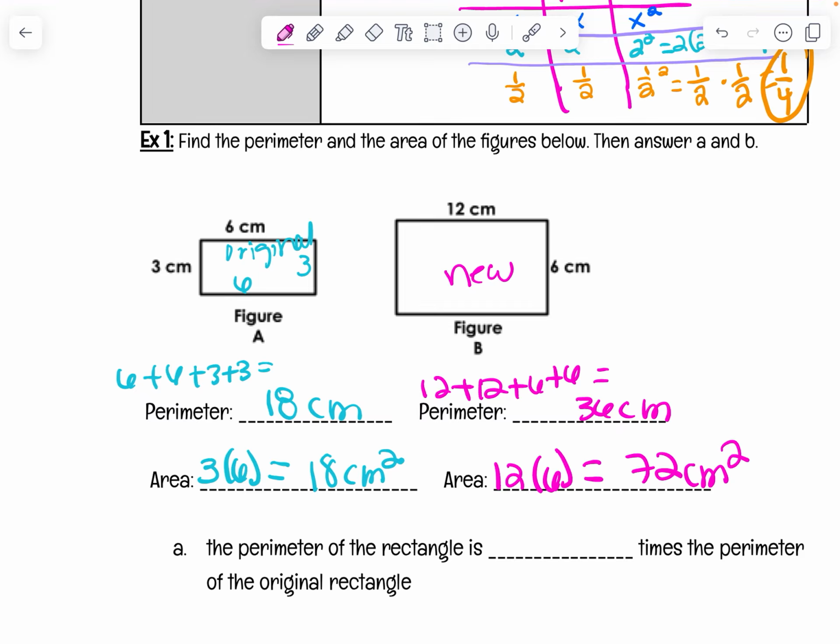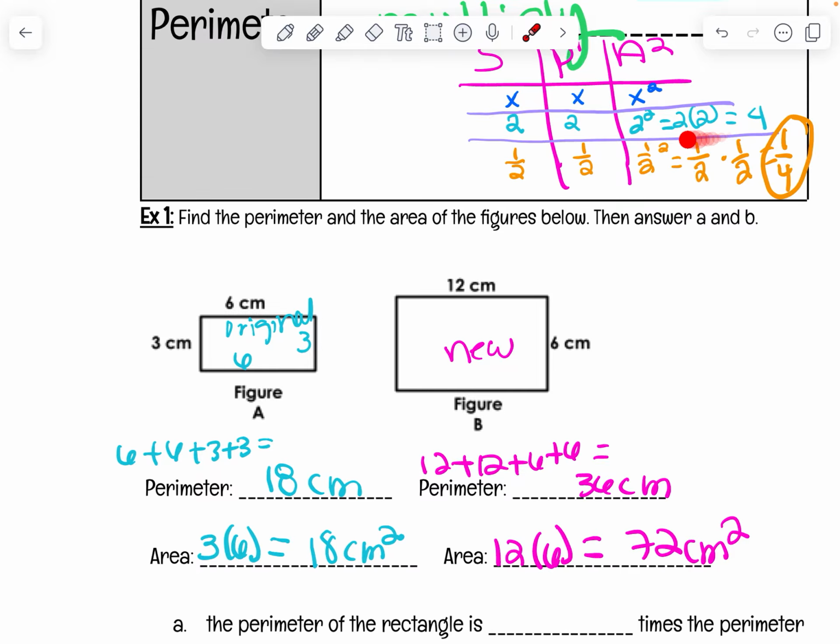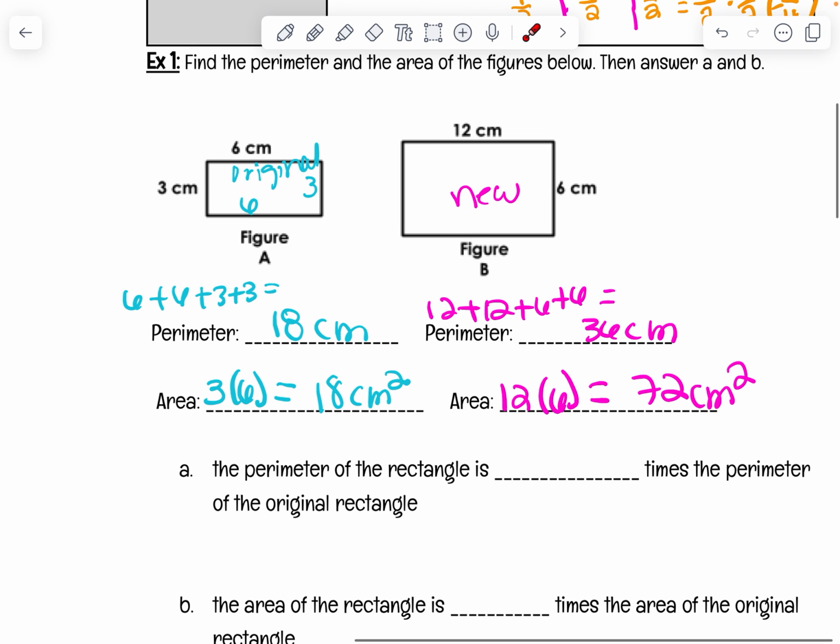Okay, so what I want you to look at is how did I go from the original perimeter to that new perimeter? So it kind of goes to that little SPA chart that I just showed you, and hopefully this will make more sense in a second.